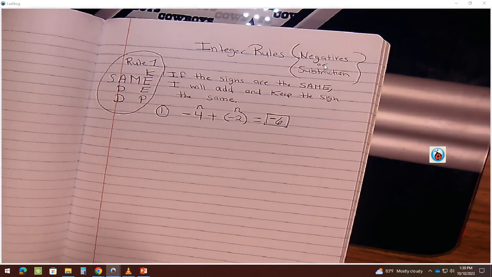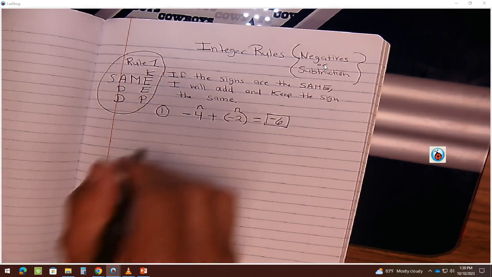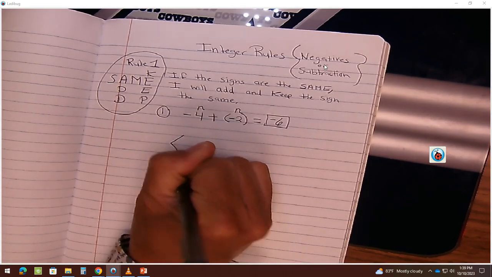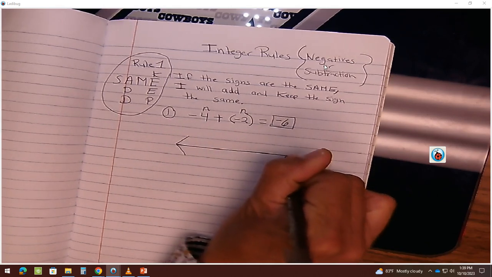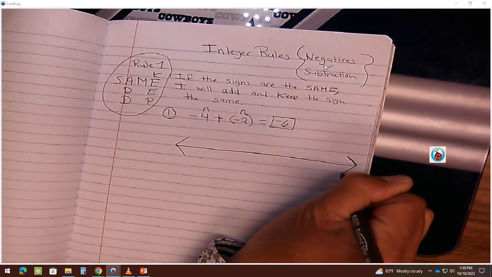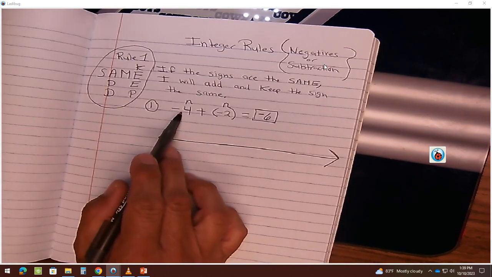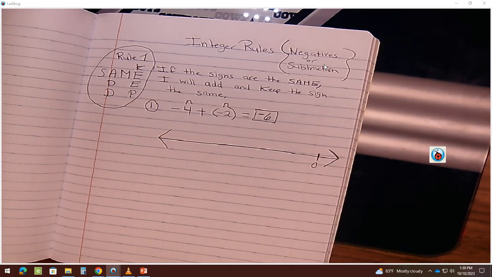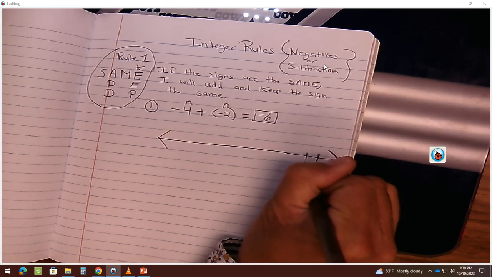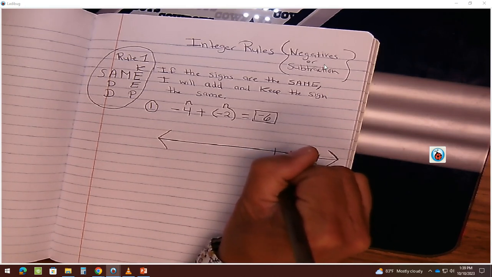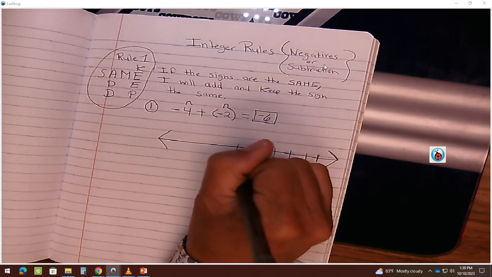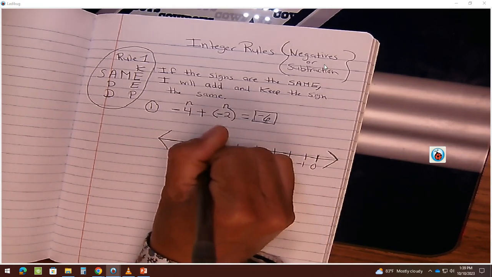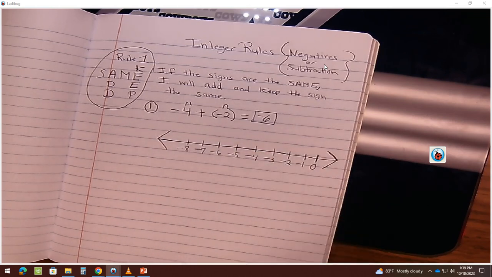Questions? Now, to prove that my rule does work, we're going to draw a number line. So I'm going to draw a number line to demonstrate with a model that the rule works. So draw a number line. Now I notice that all of them deal with negatives, so I'm going to put my 0 to the very end. We're going to show you how to use a number line to solve negative 4 plus negative 2. So now I'm going to go negative 1, negative 2, negative 3, negative 4, negative 5, negative 6, negative 7, negative 8. I just did 8.